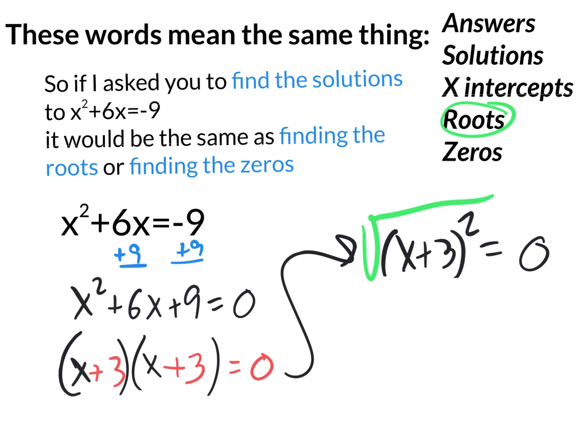Okay? So I could say find the zeros. What does that mean? Well, why would they even call it zeros? Why don't they just say find the answers?